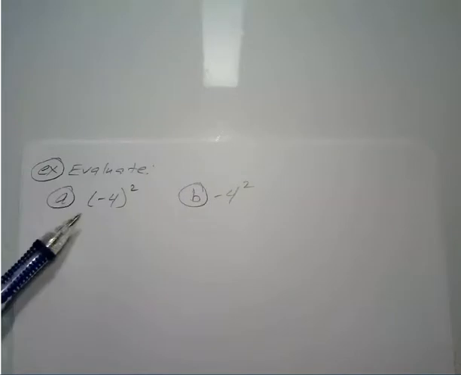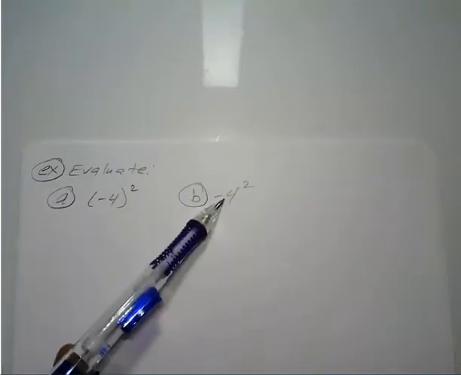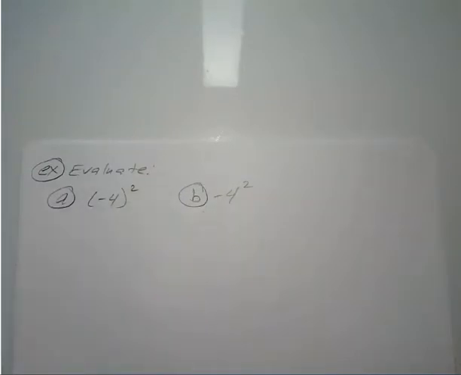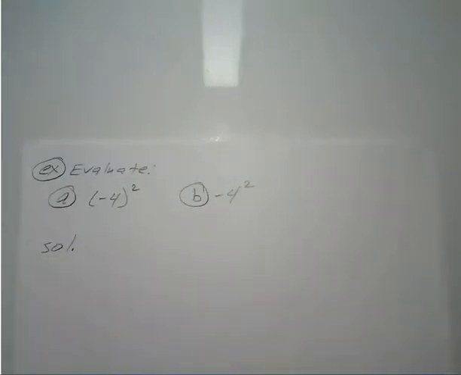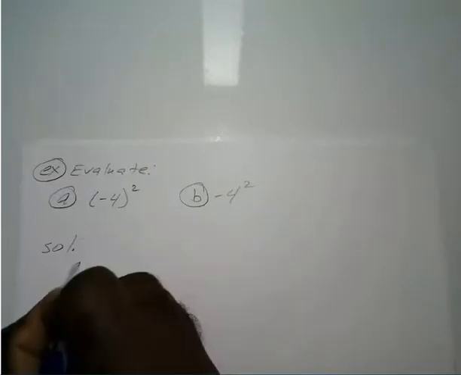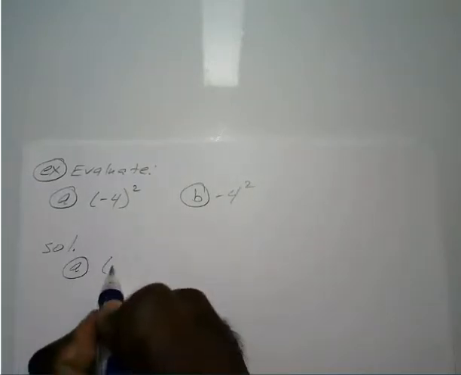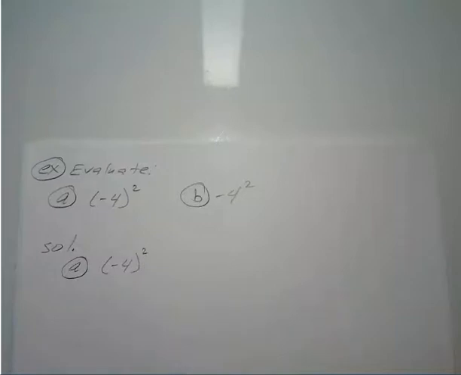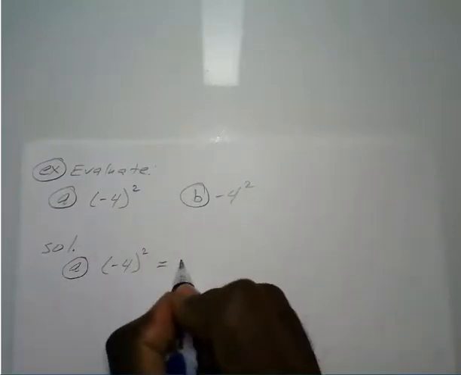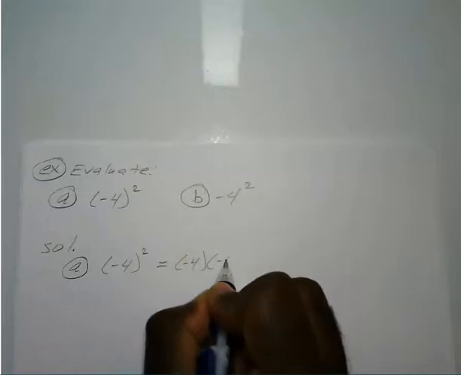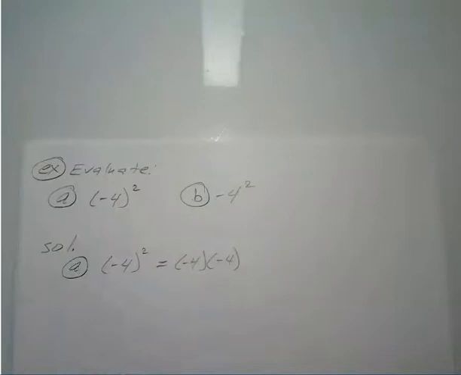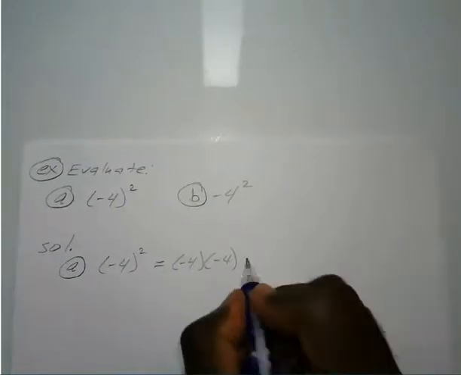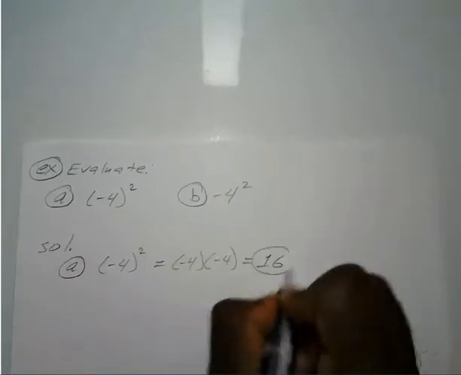Notice the difference. You have parentheses around the -4 here, but you don't have parentheses here, and that's very important. And I'll show you why you will get completely different answers for both of them. Okay, so for problem A, if you have (-4) squared, then that's going to equal -4 times -4, because that squared applies to everything in that parenthesis. Okay, so -4 times -4 is positive 16.